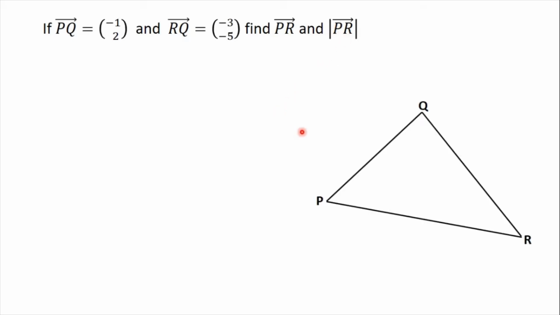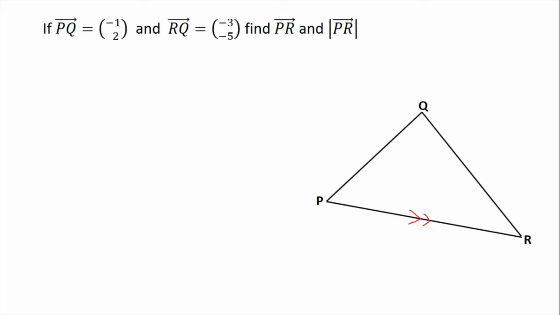So I'm going to draw a diagram to represent this question that has been given to us here. The 3 points in question are P, Q, and R. Now we are looking for vector PR. Because we are looking for vector PR, PR is going to be our resultant vector. So I will indicate on this diagram that vector PR is the resultant vector. That is what we are looking for.